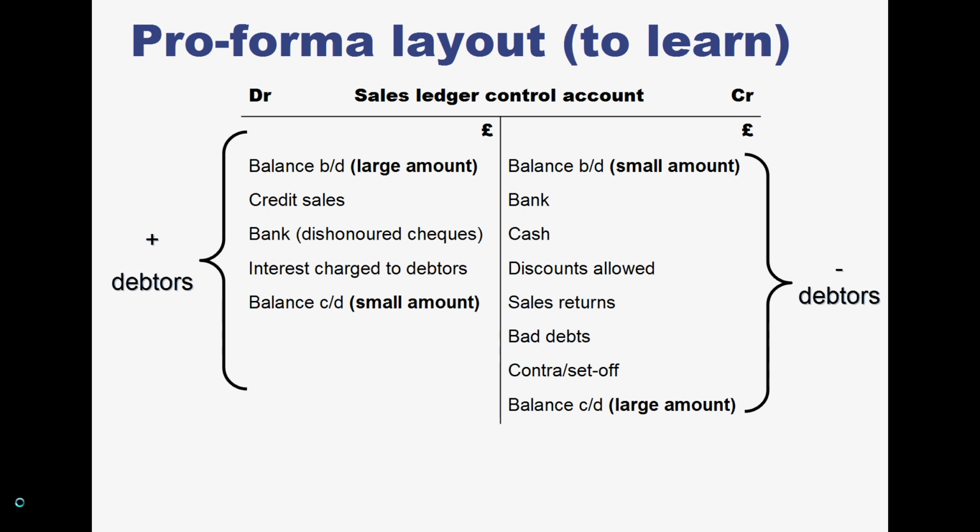Now, a bit about the balances. I've already said the balance BD large amount is typically showing the amount of debtors that owe the business money at the start of the period. Well, look at the balance CD large amount, that's on the credit side. That would follow, because that's the end of the year, and then it would be balance BD on the debit side.